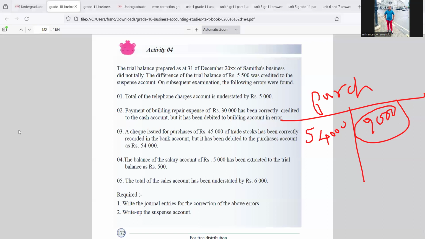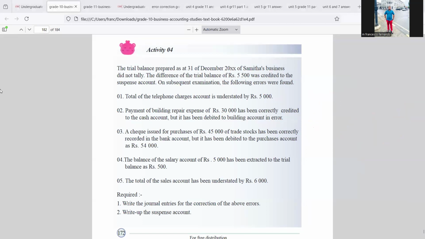Moving to the next one, the balance of the salary account 5,000 has been extracted to the trial balance as 500.